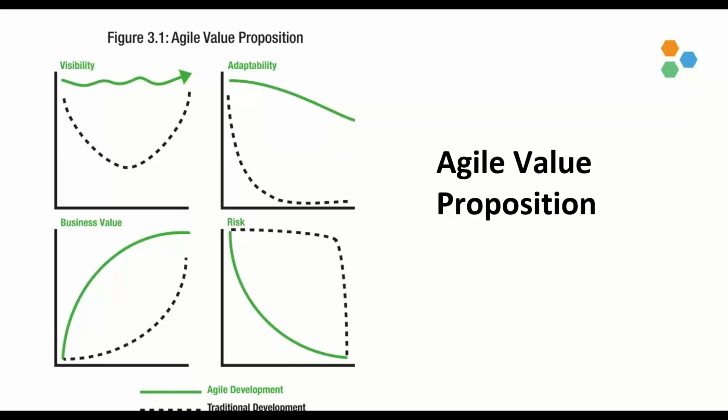Okay, let's take a look at the Agile value proposition. This is the level of value Agile methods are able to deliver in comparison to non-Agile methods. This is highly visible on this graphic, showing visibility, adaptability, business value, and risk of Agile development versus traditional development. Traditional meaning predictive, waterfall, plan driven.